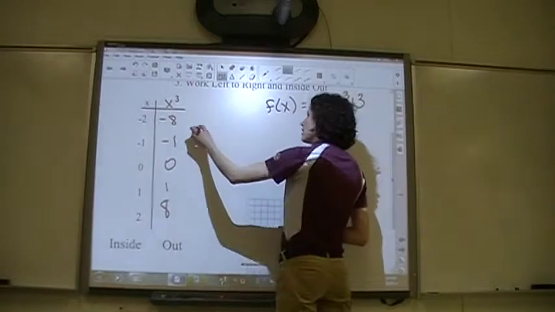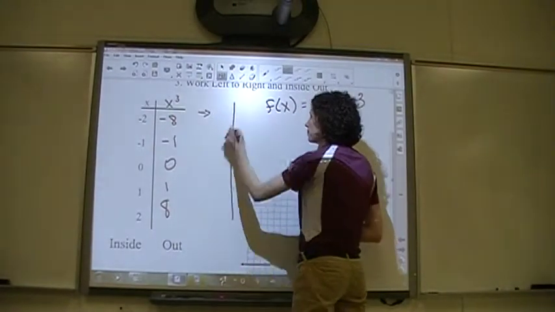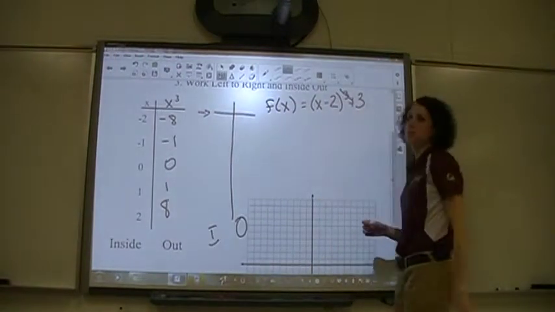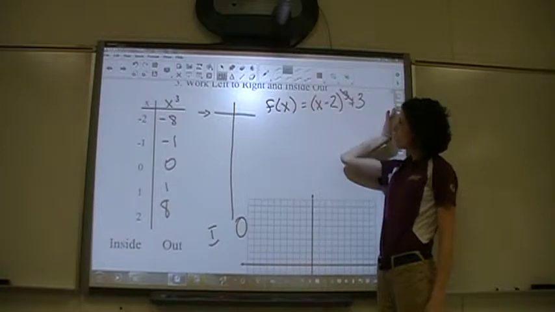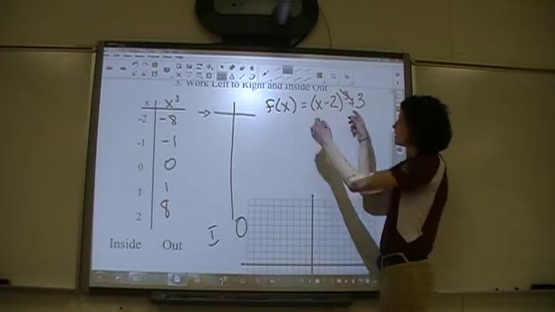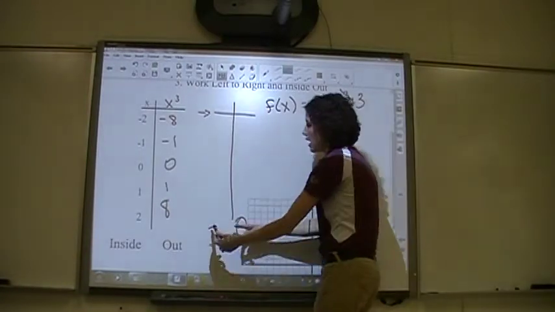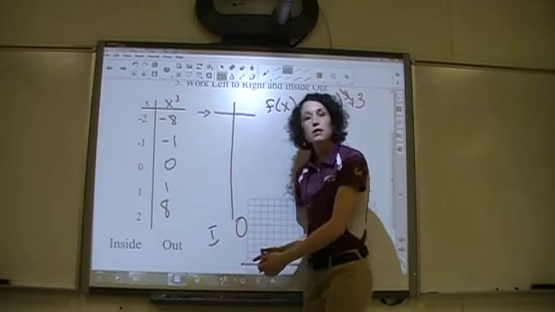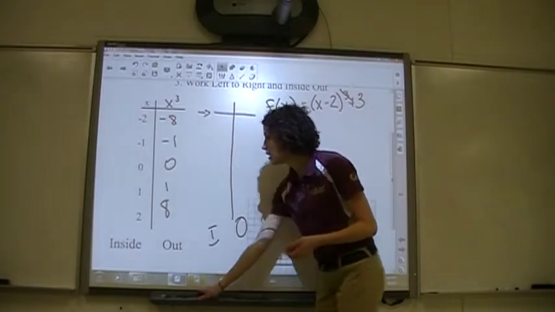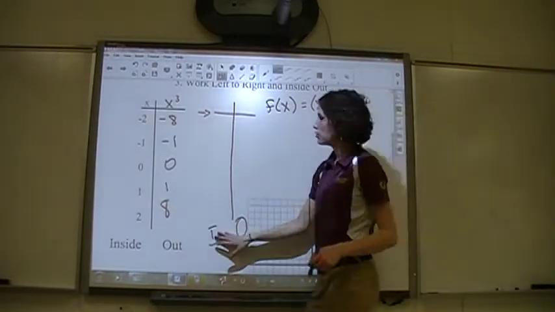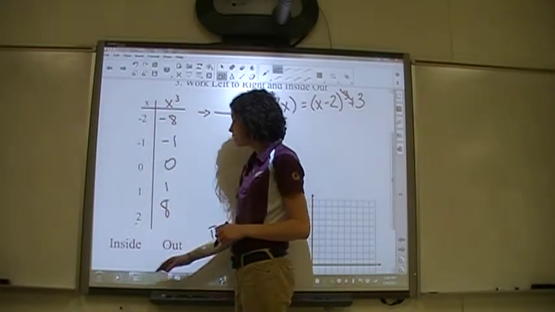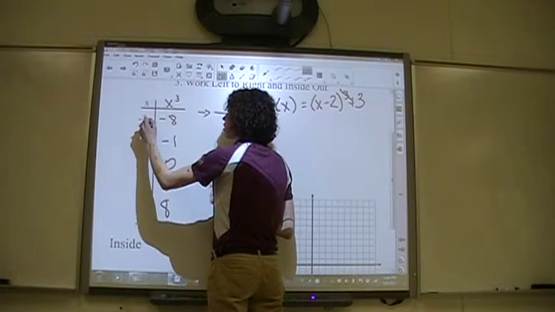Then the next thing I'm going to go through, here's my inside and here's my out. Now I'm done with my x cubed. The next thing, when I'm working left to right, the thing that I come across is this -2. Because it is on the inside of my parentheses, I want it on the inside. Now the only thing is when I do insides, I need to do the opposite of the inside. So the opposite of the inside, that means I'm subtracting 2, so I want to add 2. I want to add 2 to everything here. So this is my inside numbers. I want to go through and add 2 to all of them.